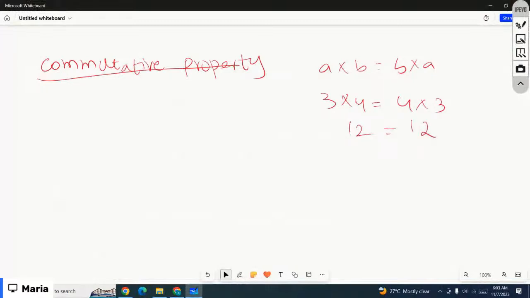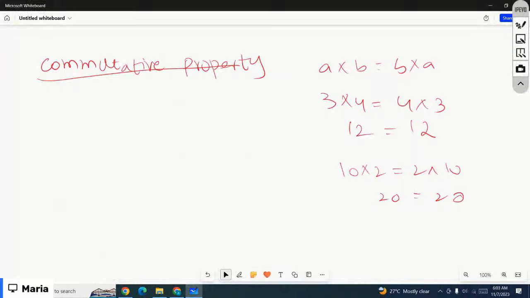In commutative property, you have two numbers involved, just their position is different. And when you multiply them, they have exactly same answer. You can try any numbers, right? 10 times 2 or 2 times 10, the answer is 20. So that is the commutative property. Got it? The numbers on both sides are same, just their order is different.